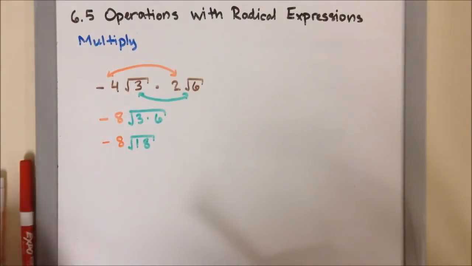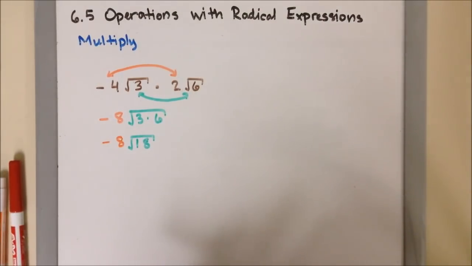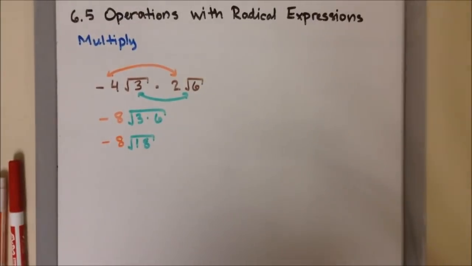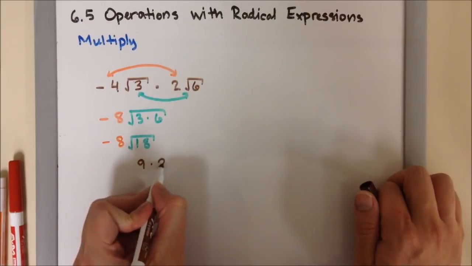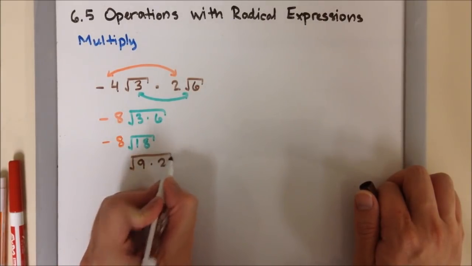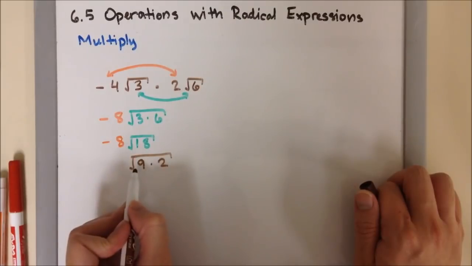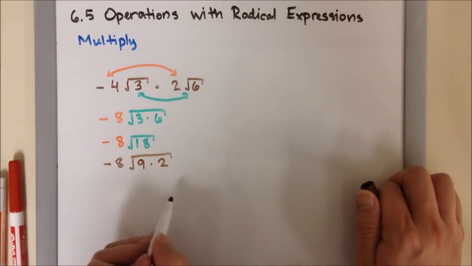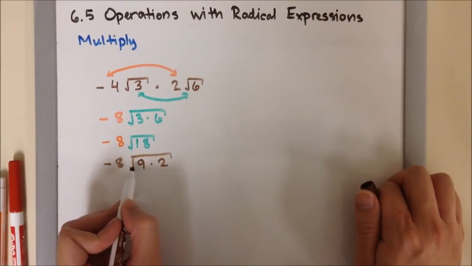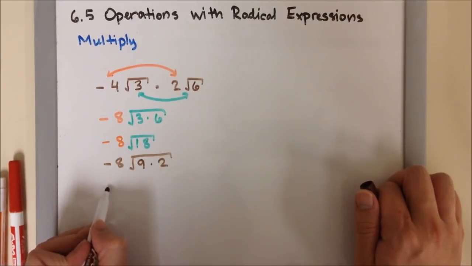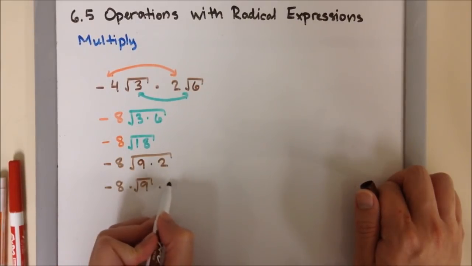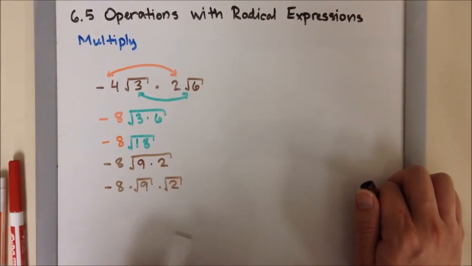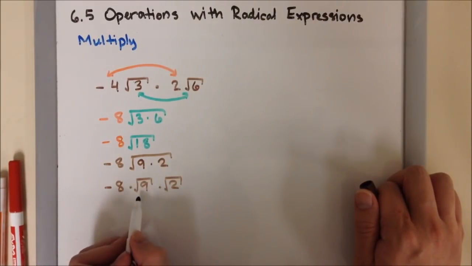Now, here, you're going to ask yourself, can you simplify the square root of 18? Yes, you can. You can break 18 into two numbers, which is 9 and 2, where one of these two numbers, the 9, is a perfect square number. I'm still going to have my negative 8. So I'm going to break the square root of 9 times 2 into 2 square roots. So negative 8 times square root of 9 times square root of 2.